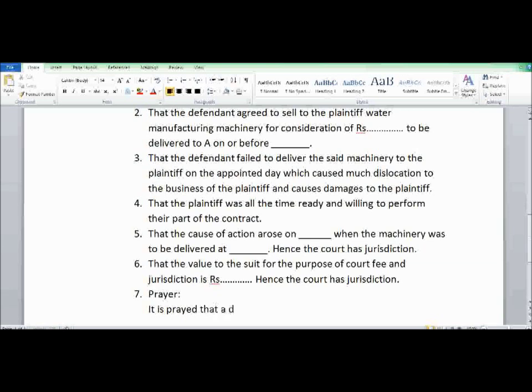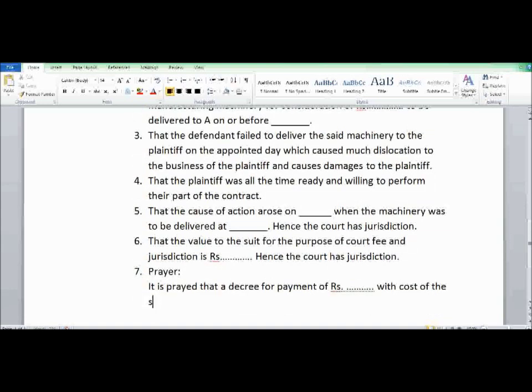Prayed that a decree for payment of rupees, here will come the amount of rupees, with costs, being the amount for which the plaintiff has filed a case and for which he has struggled throughout the course of this suit, be passed in favor of the plaintiff as against the defendant.